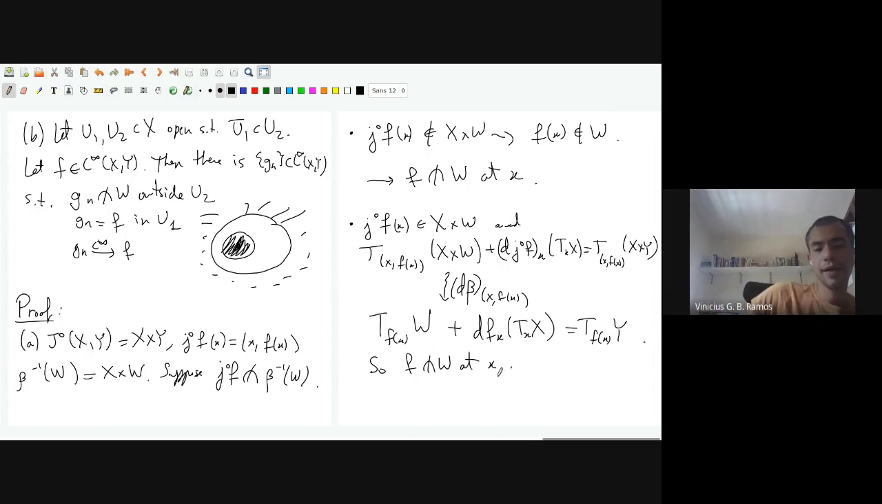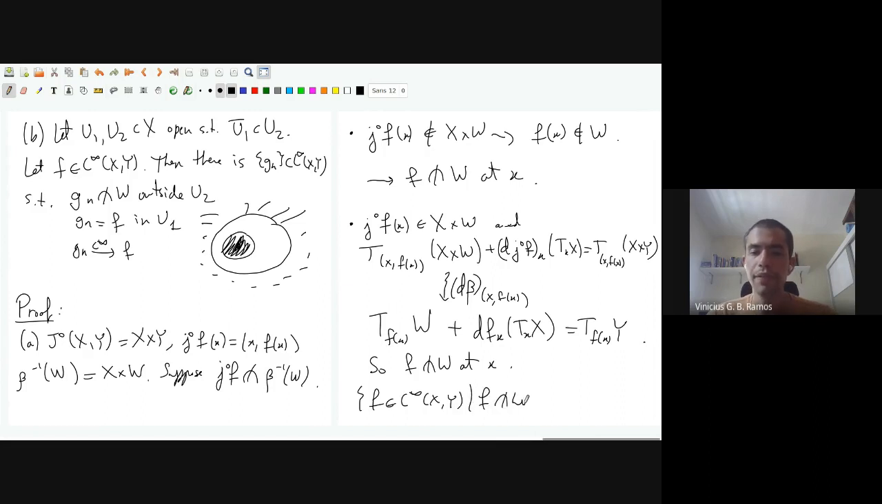Okay, so the set of functions whose zeroth jet is transverse to this is contained in the set of functions such that f is transverse to w. I mean, it's actually an if and only if, but we only really need one direction. So if this set of functions is dense, then this one is also dense. And that's it. And the condition about being open we've already proved.